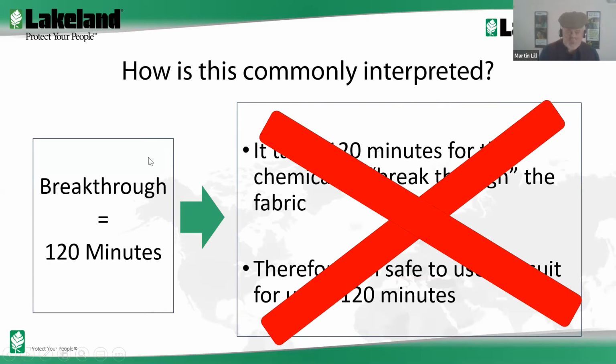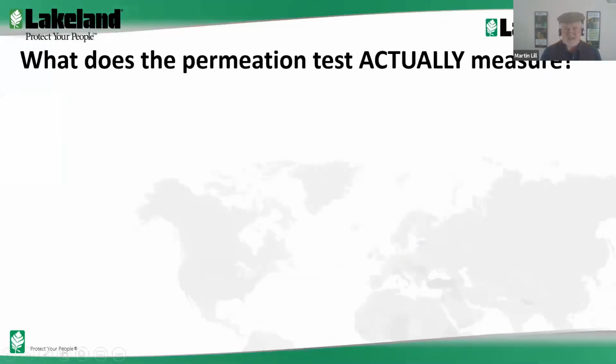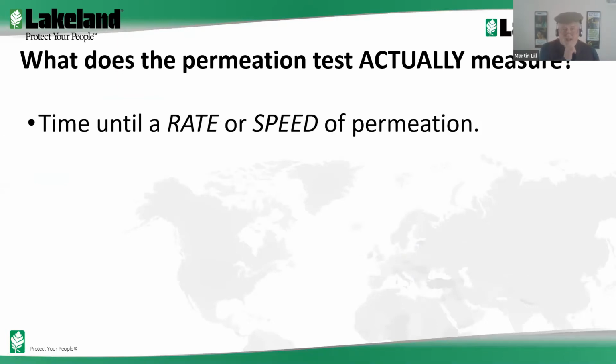So what is it telling you? What does that test actually measure? Well, it's measuring this. That breakthrough is actually the time until a rate or speed of permeation is reached. So if you think about measuring the movement of a car, you're not measuring when the car first starts to move, you're measuring the time until it reaches a speed of, say, 50 kilometers an hour. The time until it reaches a speed.